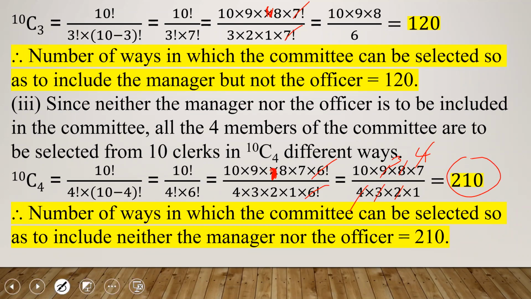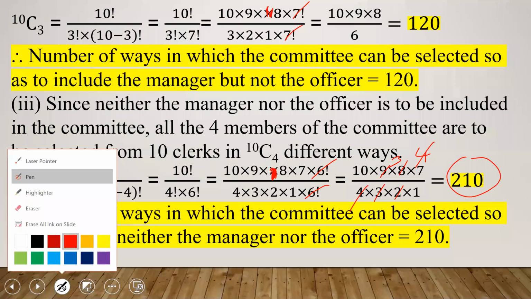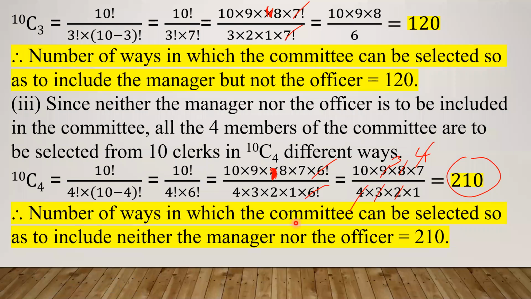So 210. Therefore, the number of ways in which the committee can be selected so as to include neither the manager nor the officer is 210. So 210 different committees can be formed with all the 4 members as clerks. So this completes this problem.